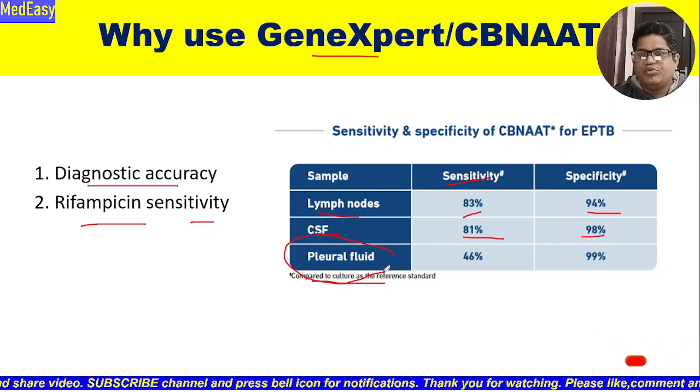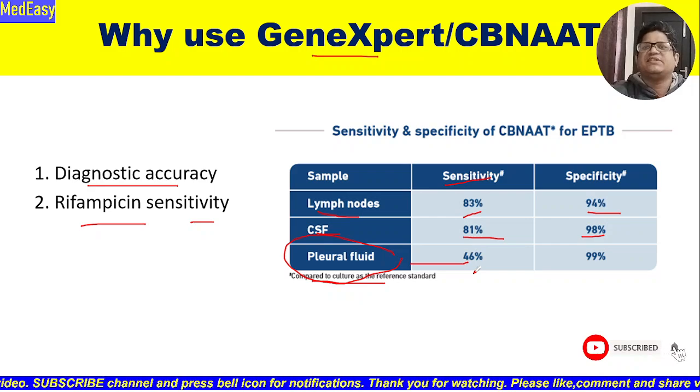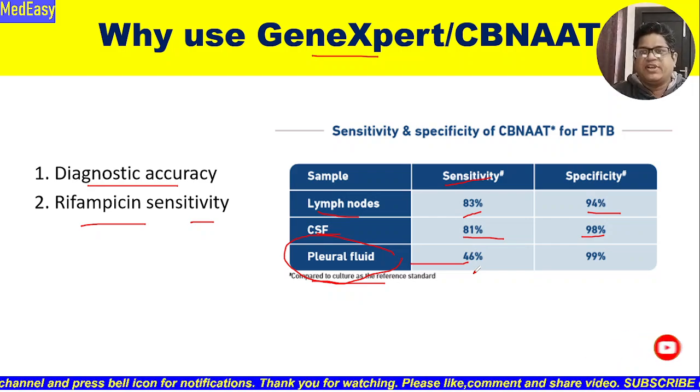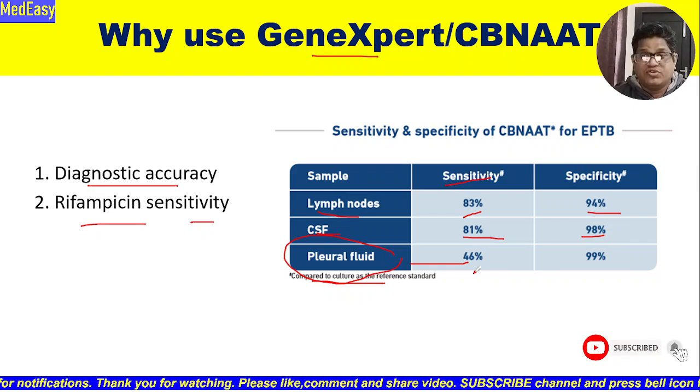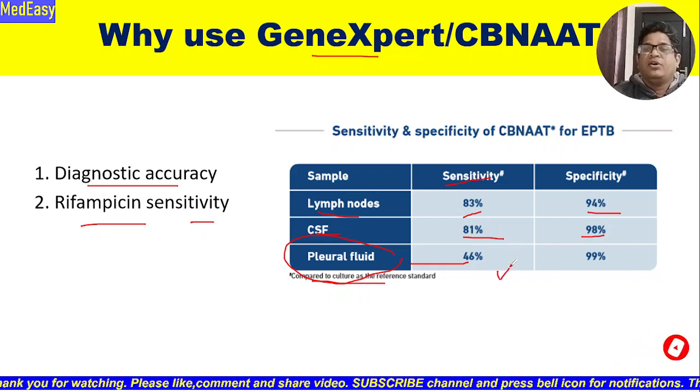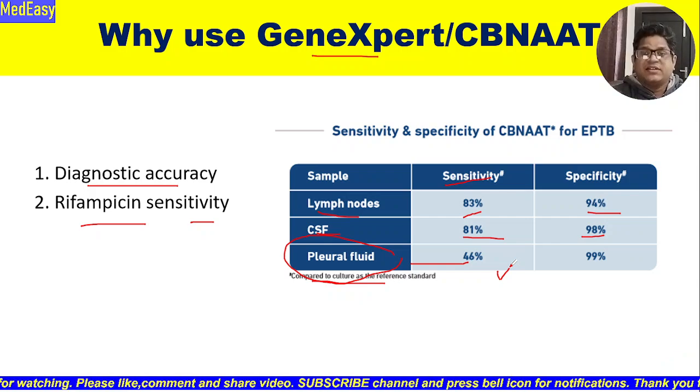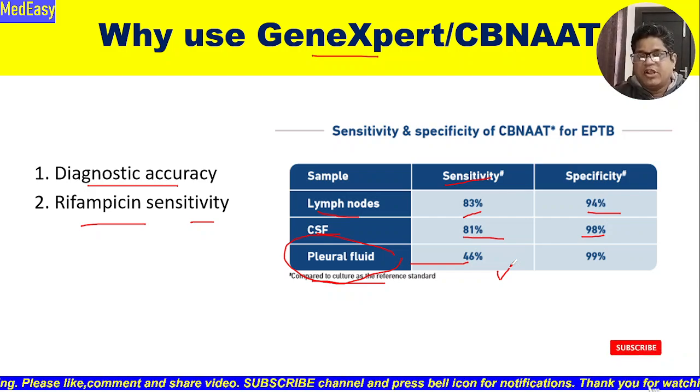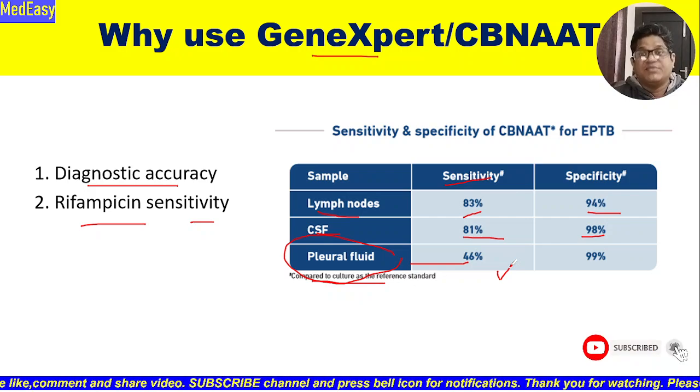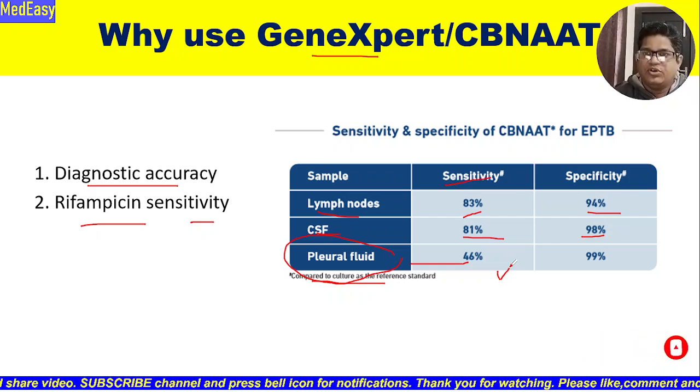However, see here in the pleural fluid, it has only 46% sensitivity. So it is said that we can avoid doing CBNAAT in pleural fluid, but still it's better to do a CBNAAT in the pleural fluid also, because in some situations, in the 46% of the patients, we can detect the Mycobacterium tuberculosis gene and also the rifampicin status. So it's better to do CBNAAT in the pleural fluid also, although it has a low sensitivity.